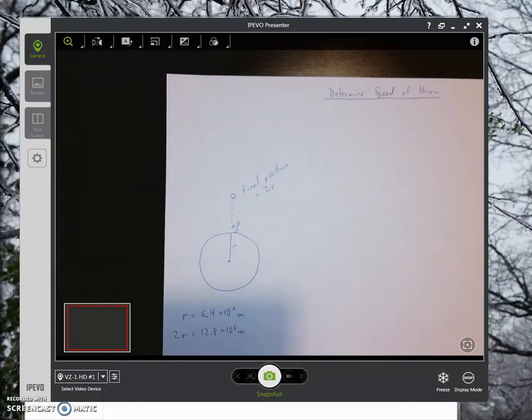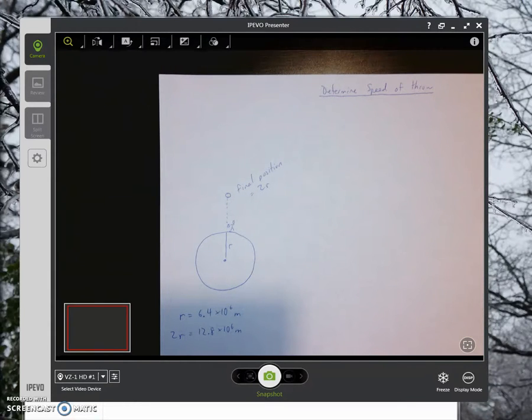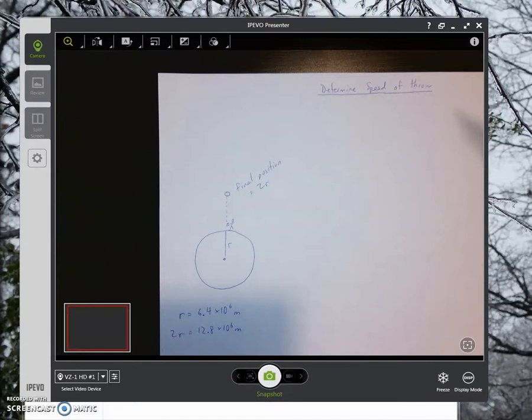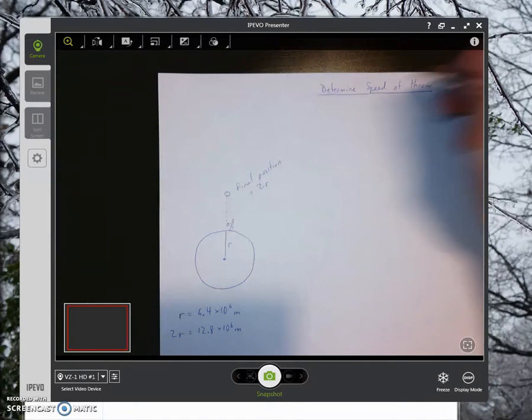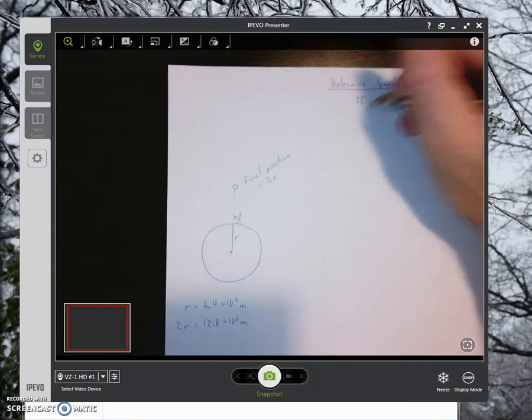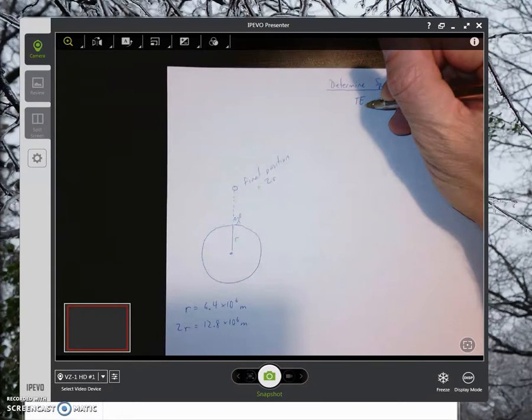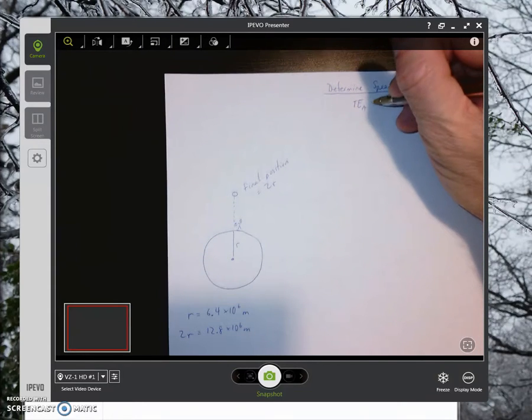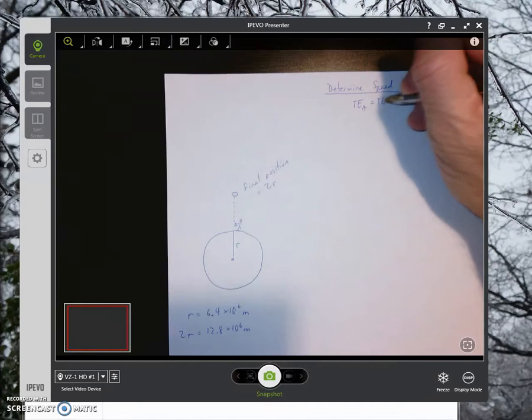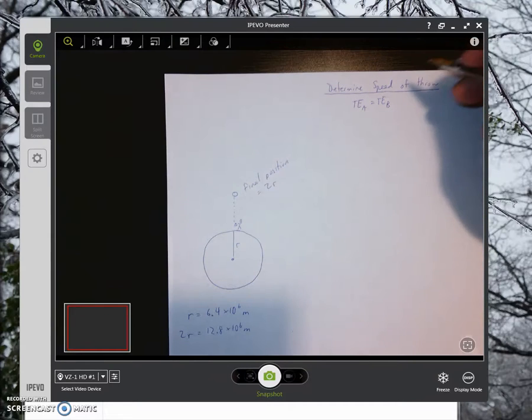So one of the critical points here is recognizing that we're measuring from the center of the Earth and not from the surface. And for convenience, I labeled the amounts of r and 2r because those will go into the equation. So to determine the speed of throw, we can start with the basic conservation of energy situation where the total energy at point A equals the total energy at point B. And then we just have to evaluate what sorts of energy we're dealing with here.